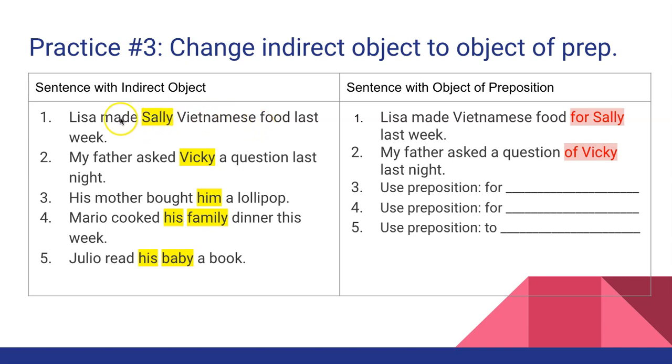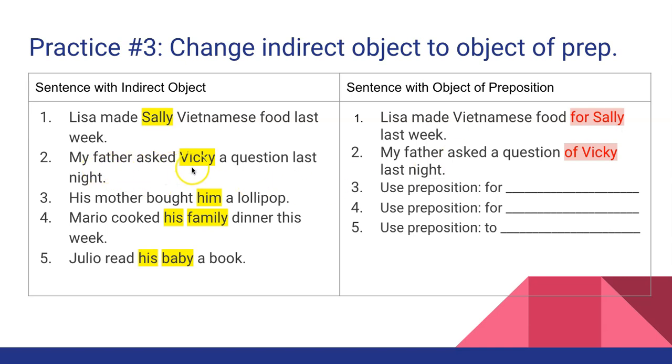Instead of putting Sally in the middle after the verb before the direct object, you can use a preposition if you want. For example, like this. Lisa made the food, direct object, for Sally. For is a preposition and Sally is the object after the preposition. So this way is using an indirect object. This way is using an object of a preposition, but it's the same information. It's just a different style of writing. They're both correct.